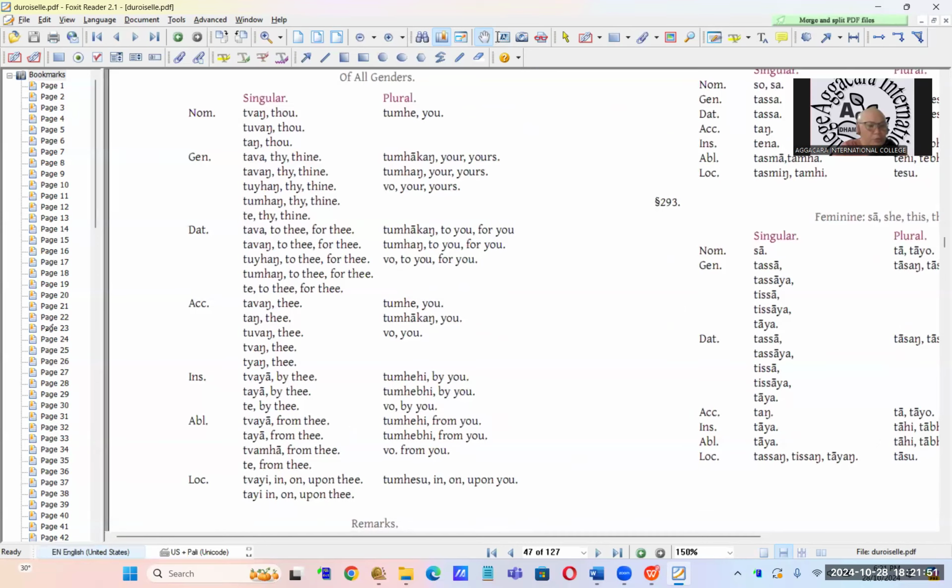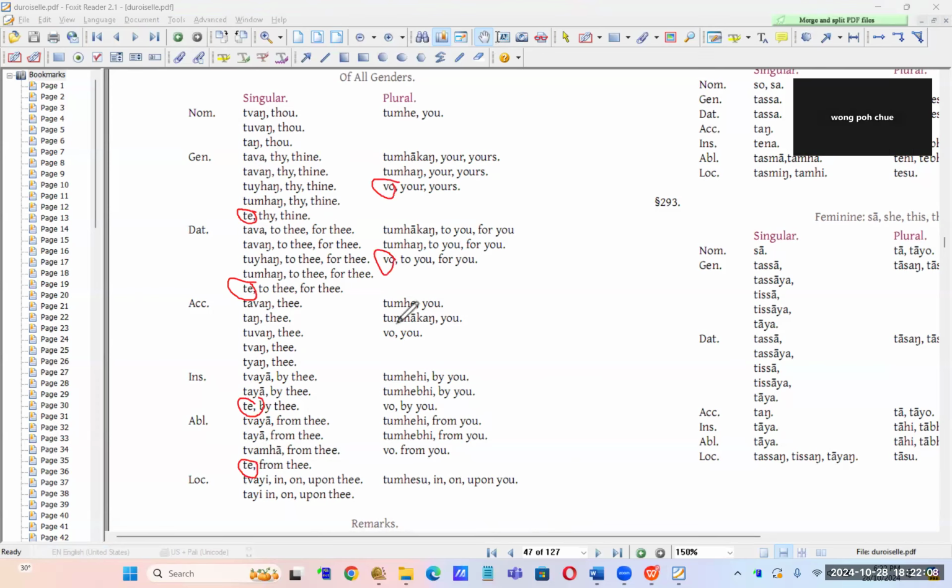Now we see the short form here. This one. Te, te, te. Right. So vo, vo. This means that this te is a short form for the dative, genitive, instrumental, ablative. So the plural will be vo.